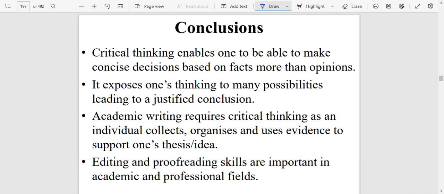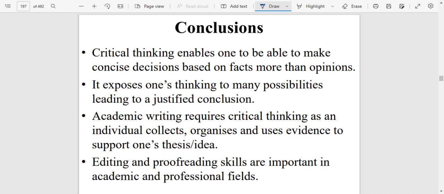So in conclusion, we've been talking about academic writing. Critical thinking is going to enable one to make concise decisions based on fact more than on opinion. So if one is a critical thinker, they are going to make decisions based on fact and not opinion. Critical thinking also exposes one's thinking, okay, to many possibilities leading to a justified conclusion. So if one is a critical thinker, they are going to think from many angles, and because they're thinking from so many angles, they're going to make a conclusion that is justified.